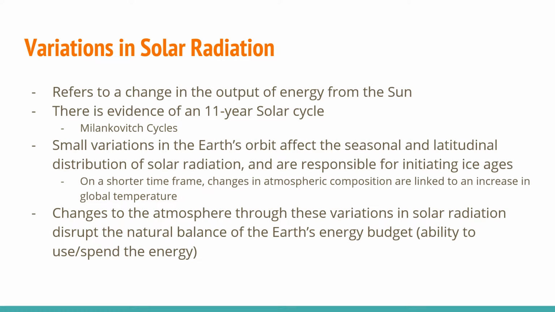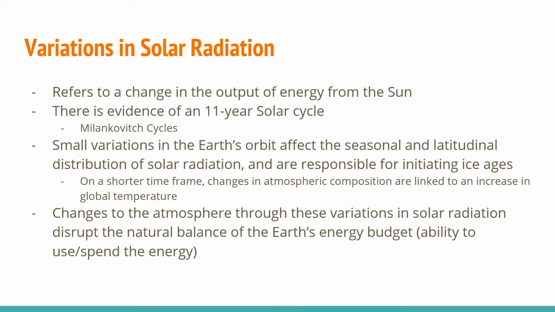Now, there are always small variations in the Earth's orbit, which affect the seasonal and latitudinal distribution of solar radiation. So basically, how that is spread here on Earth and how that affects weather. And these can be, over time, responsible for initiating ice ages based on the tilt of the Earth, based on how much radiation is coming to Earth. It can change how much ice we get here on Earth.